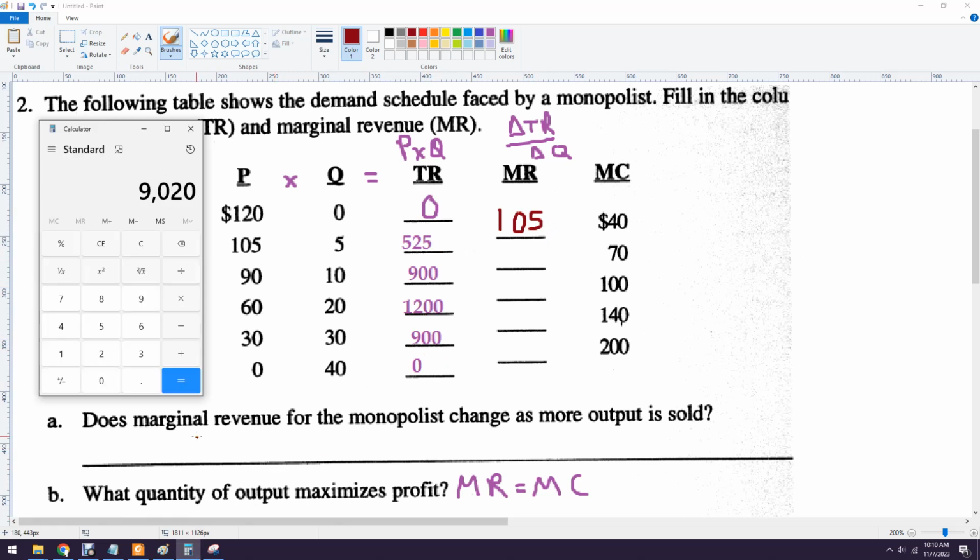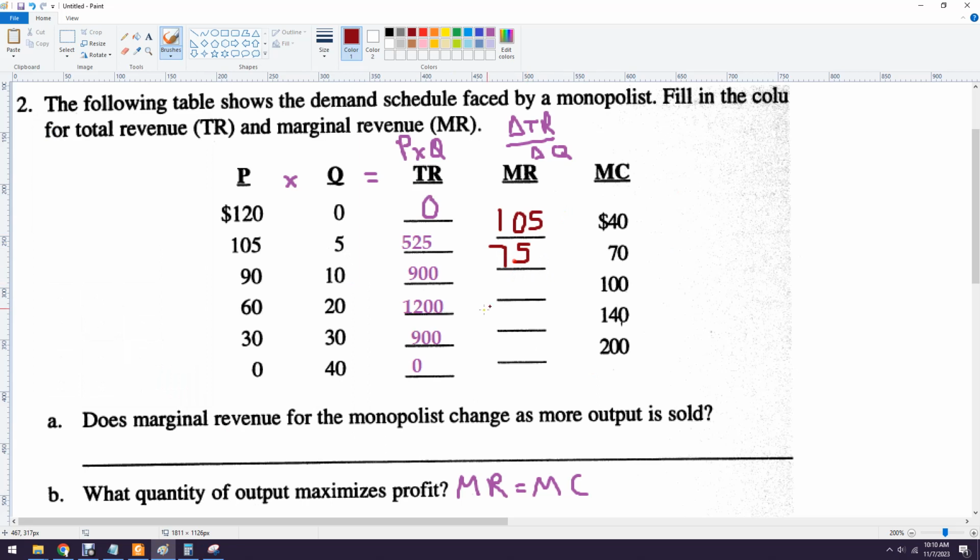So what is that? 900 minus 525 is 375. And then the change in quantity is also 5. So we're going to divide that by 5. We get 75. Then we got a change in total revenue of 300. 300 divided by 10, I can do that in my head, it's 30. Now I've got a negative 300, so negative 300 divided by 10 is negative 30. And then here I got negative 900 divided by 10 is negative 90.